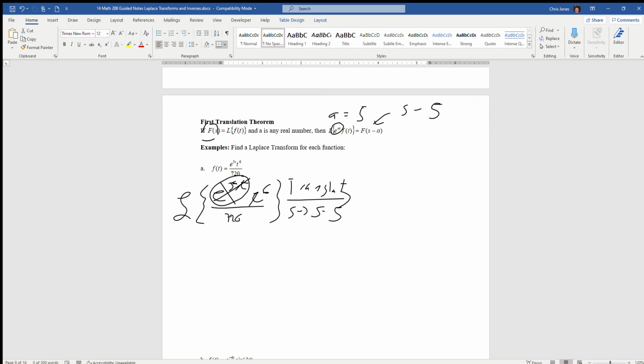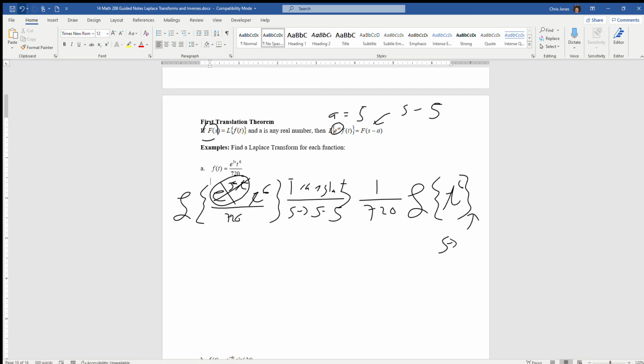Now, once we figure out what the translation is, we can say this is really just the Laplace transform, and I'm going to factor out that 720 as well. So we can rewrite that as 1 over 720 Laplace of t to the 6th, and right here, we're going to say as s approaches s minus 5.